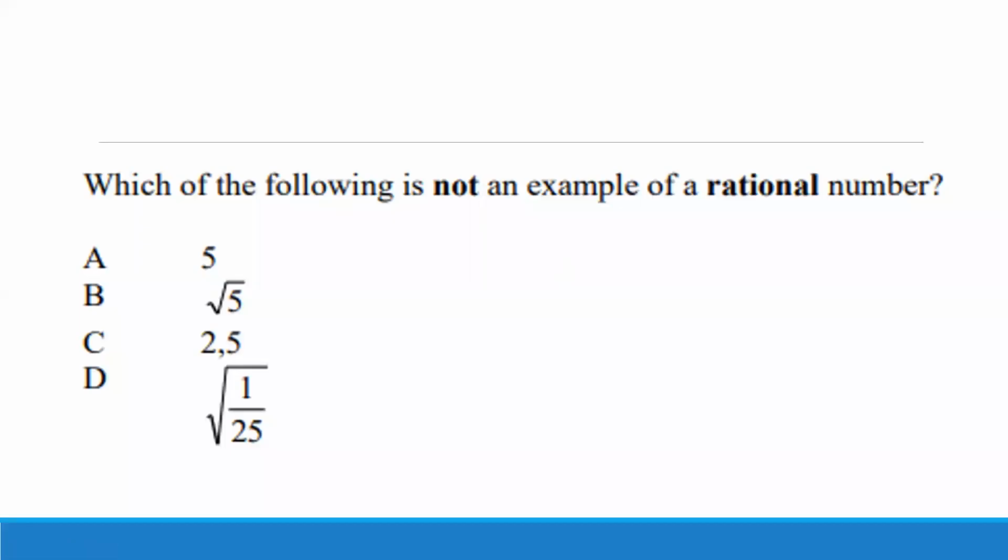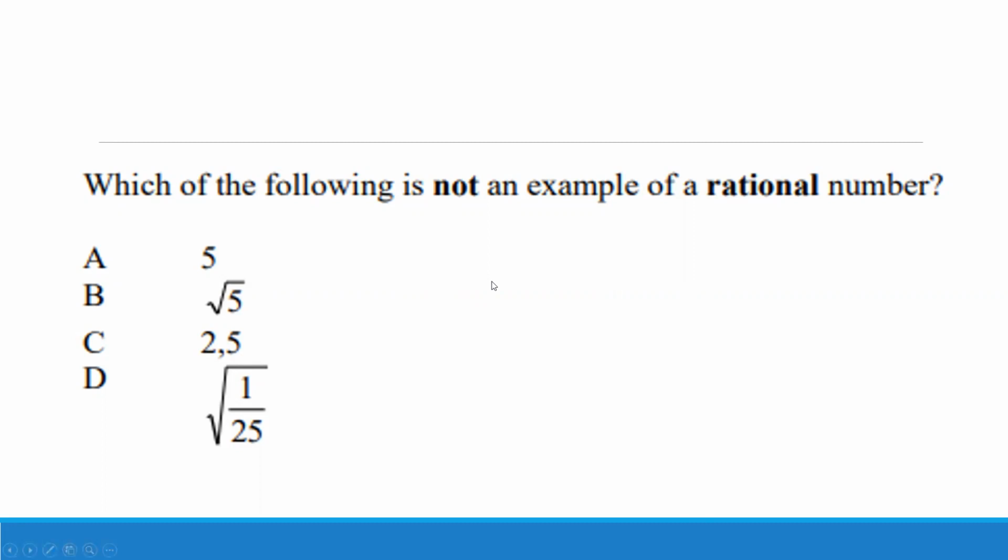Which of the following is not an example of a rational number? The options are 5, square root 5, 2.5, and 1 over 25. So what is your answer? Please try first. As usual, I'm telling you, please try first. You can stop the video and try first, and then you can check.